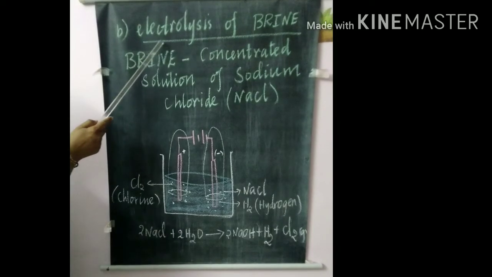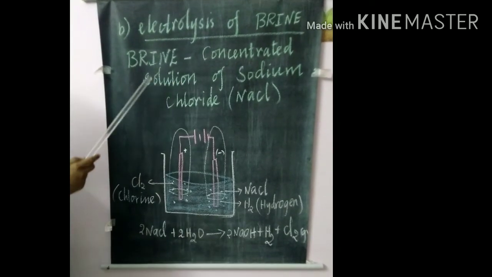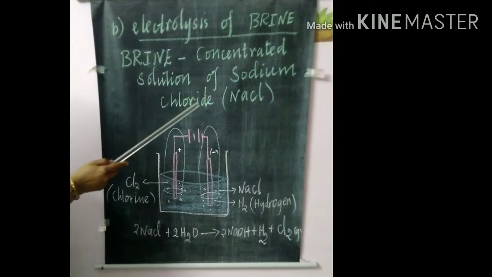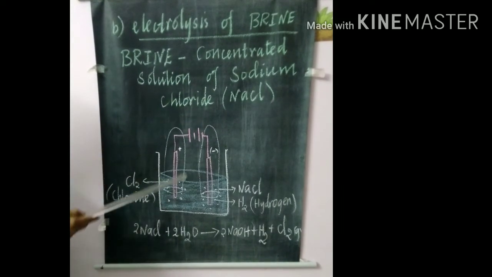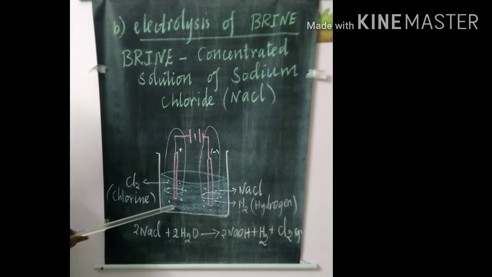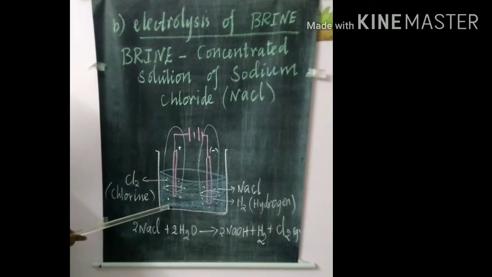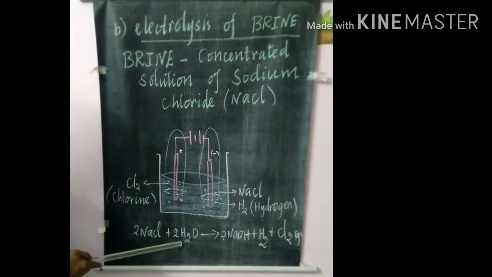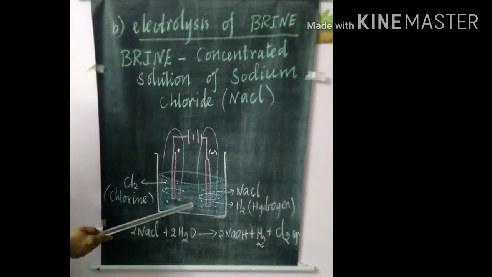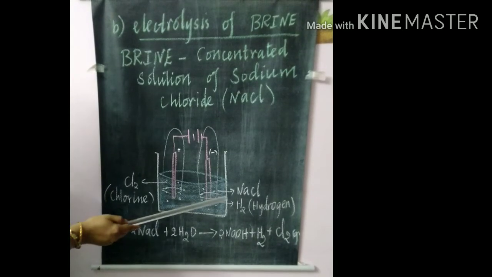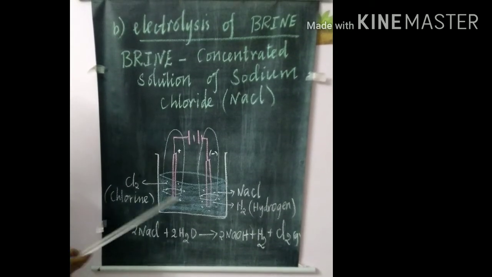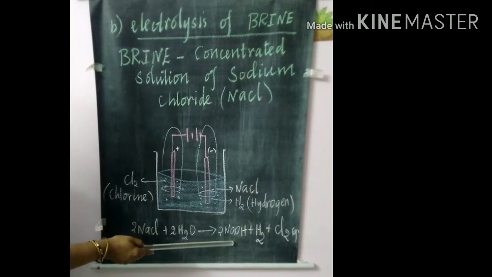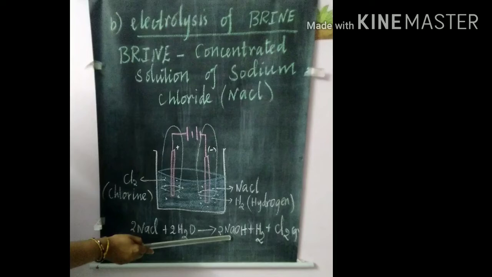Next one is electrolysis of brine. This brine is a concentrated solution of sodium chloride. By passing current through sodium chloride, that is, an aqueous solution of sodium chloride with water, on electrolysis it decomposes into chlorine gas as well as hydrogen gas along with the production of sodium hydroxide.